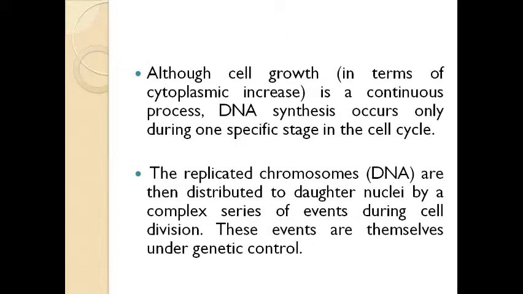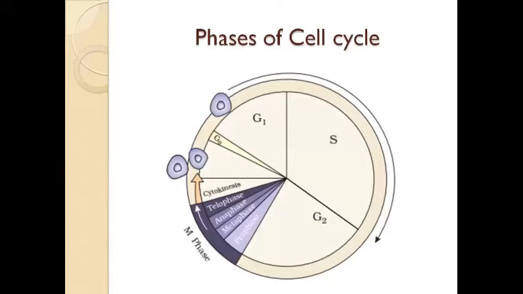With the growth of the cell, DNA synthesis also occurs in a specific stage. The replicated chromosomes, the two newly formed chromosomes, are then distributed to daughter nuclei or daughter cells by a complex series of events. We call this event cell division. So these are the different phases of the cell cycle. It begins with the G phase. G means gap, S means synthesis. G1 is gap one, and G2 is gap two. And M is the mitosis phase.